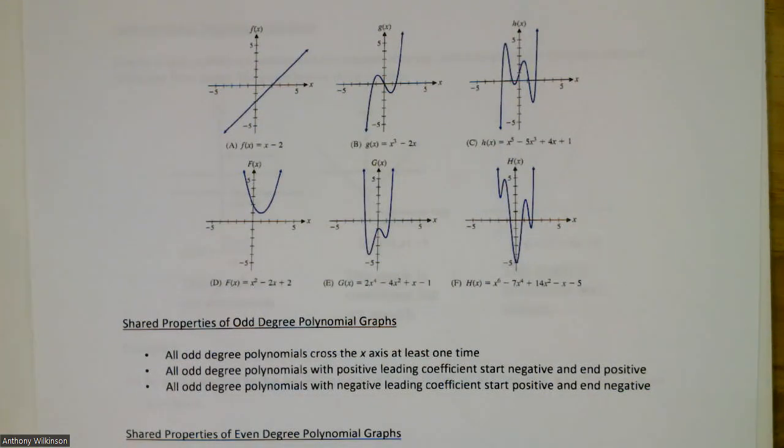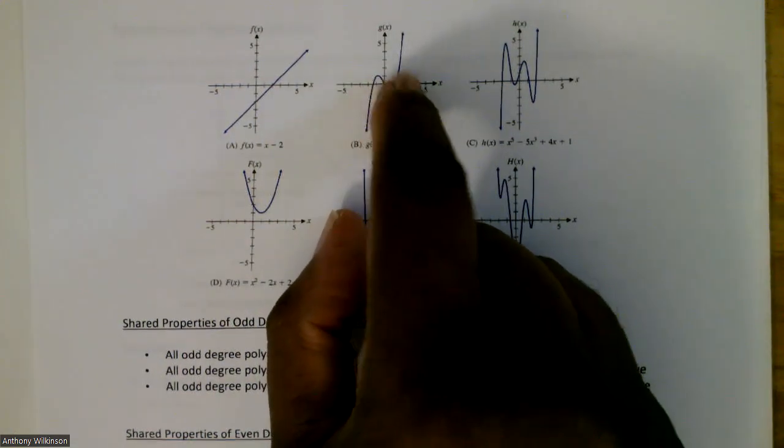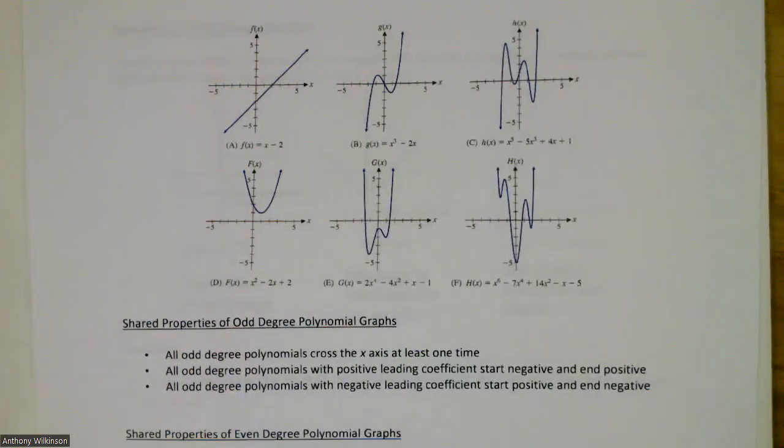And all odd degree polynomials with negative leading coefficients start positive and end negative. So for this graph, it would be the other way around, like this. They'll start positive and then end negative.